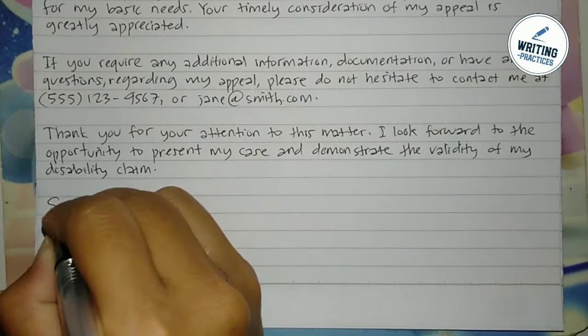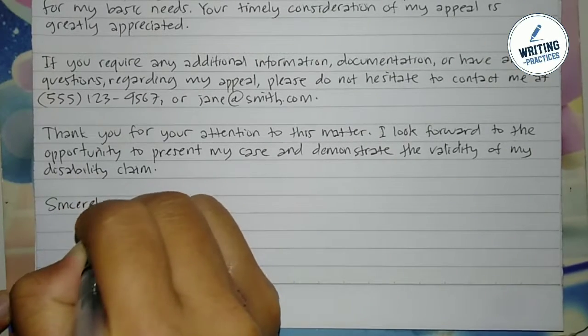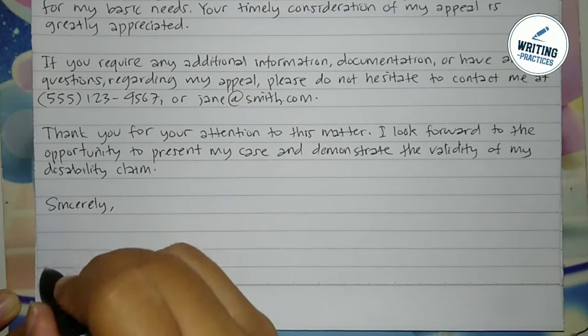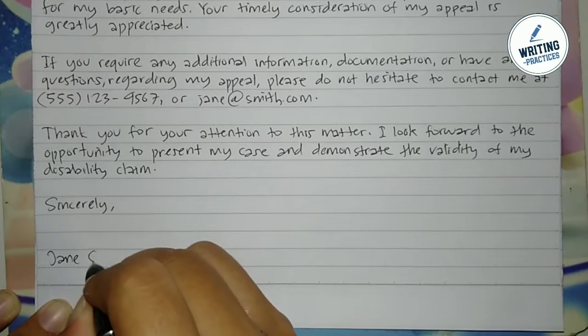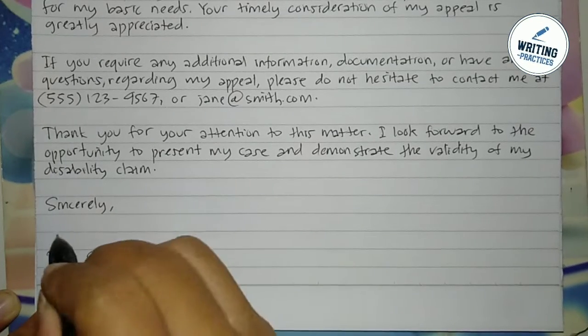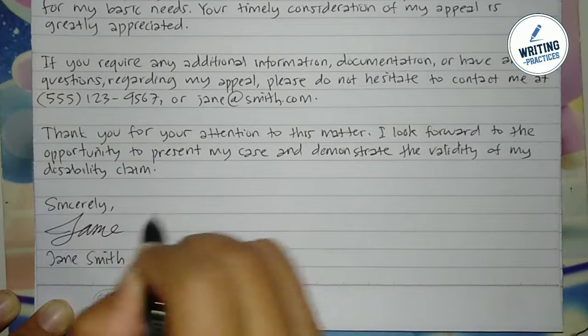Finally, you can close the letter with "Sincerely." Add your signature and write your full name under it. So, that's how you write a Social Security disability appeal letter step by step.